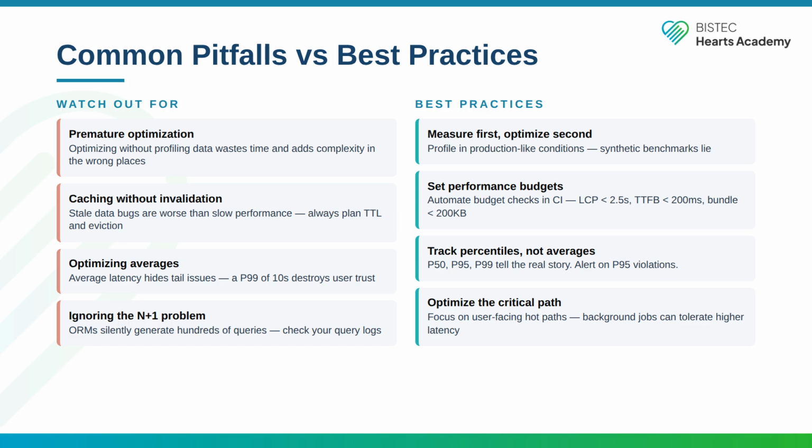On the best practices side, measure first and optimize second. Profile in production-like conditions because synthetic benchmarks lie. Set performance budgets and automate them in CI. Fail builds that exceed your LCP or bundle size targets. Track percentiles, not averages. Alert on P95 violations. And focus on the critical path. Background jobs and internal tools can tolerate higher latency, but user-facing hot paths cannot.